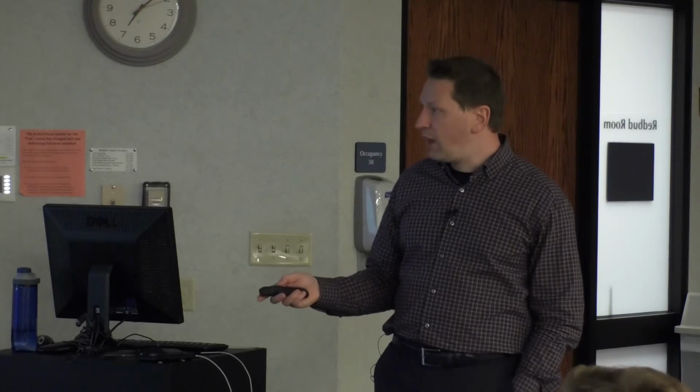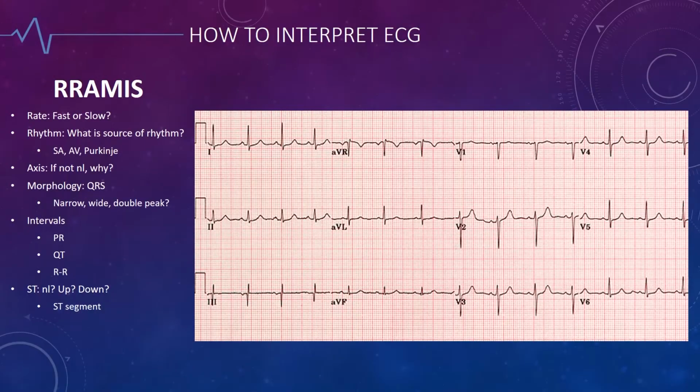Morphology, is the QRS narrow or wide? Ignore this double peak thing, that's ridiculous. It's narrow or wide. What they're talking about with double peak, they're trying to teach you how to read a right bundle branch block. That's if it's got a double peak in V1.